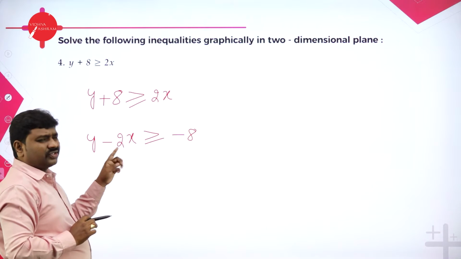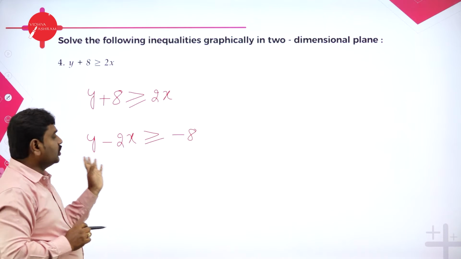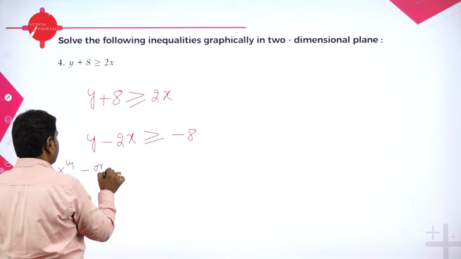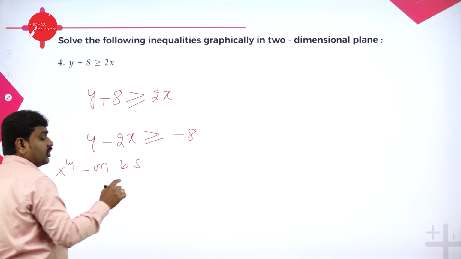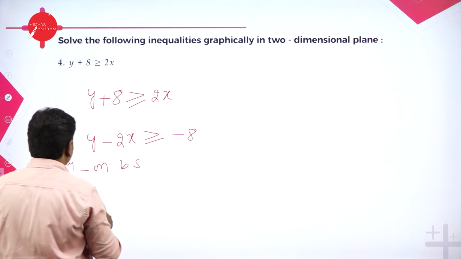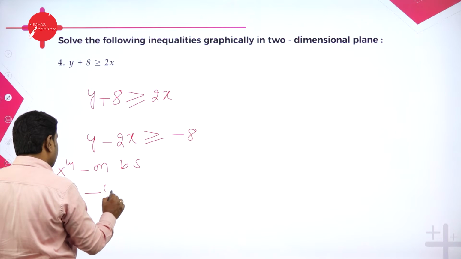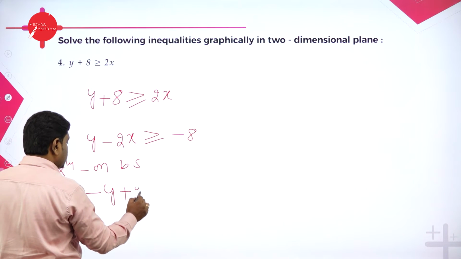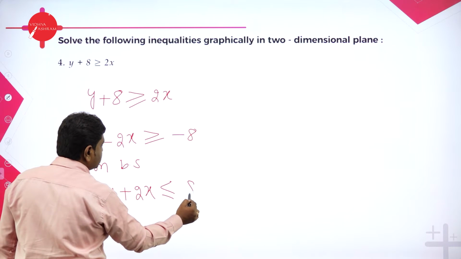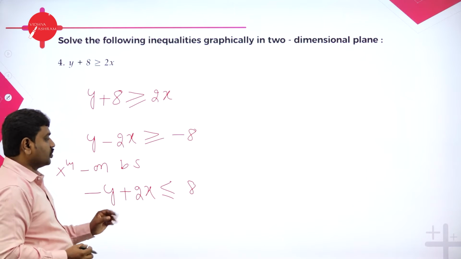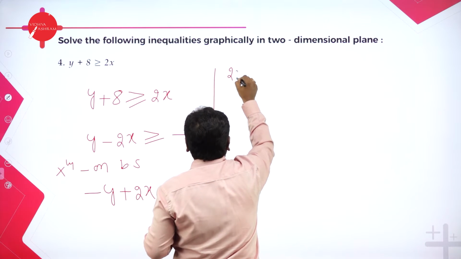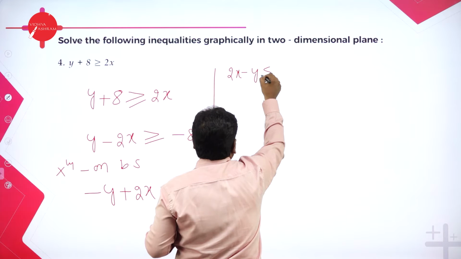And I told you, always try to make x positive, multiply minus on both sides. It is very clear that when you multiply minus on both sides, the relation changes. So this will become minus y, this will become plus 2x, and the relation greater becomes less than or equal to, minus 8 becomes plus 8. Now minus y plus 2x, or I can say this as 2x minus y less than or equal to 8.